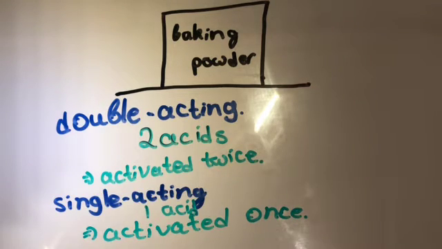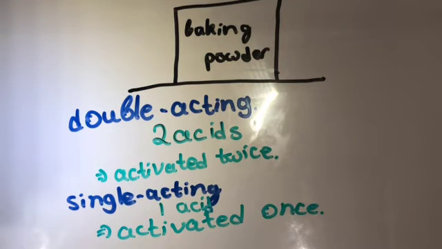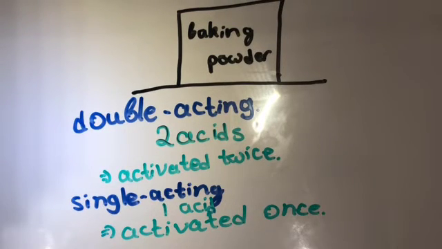Unlike the single-acting one that contains only one acid, usually tartaric or phosphate acid, and one base, and so reacts only once when added to liquid, double-acting powders have a second acid that is heat-activated, usually sodium aluminium sulfate, and so they react and create carbon dioxide during the mixing process just like single-acting powders, but the second acid is activated during the cooking process, allowing further gas release.